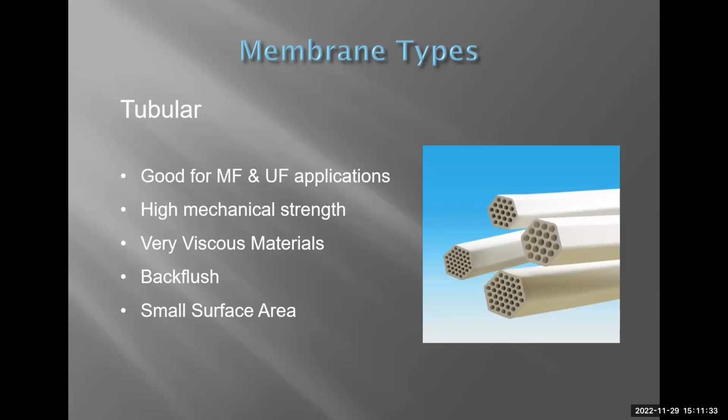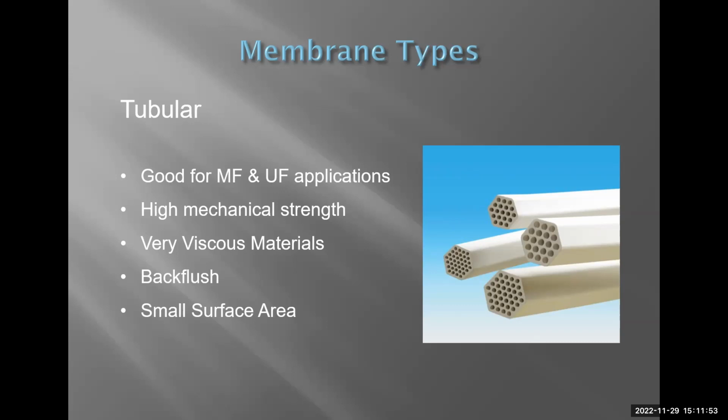Tubular membranes are great for MF and UF applications. They have a very high mechanical strength just because of the build of them. They're typically either ceramic, but there are some polymeric membranes as well. They can handle very viscous materials, high feed solids, and because of the design of them, they can be backflushed.